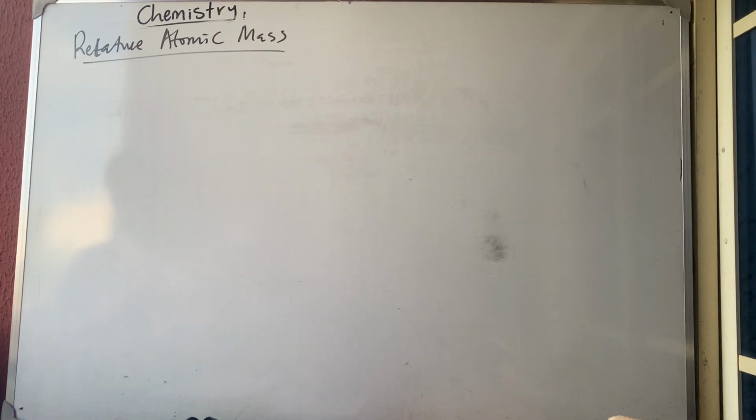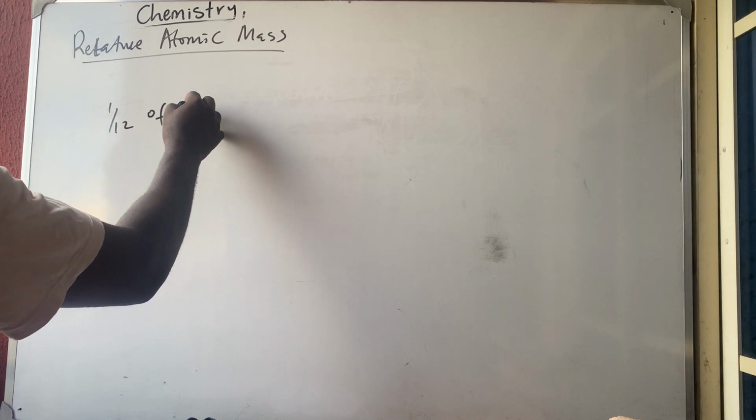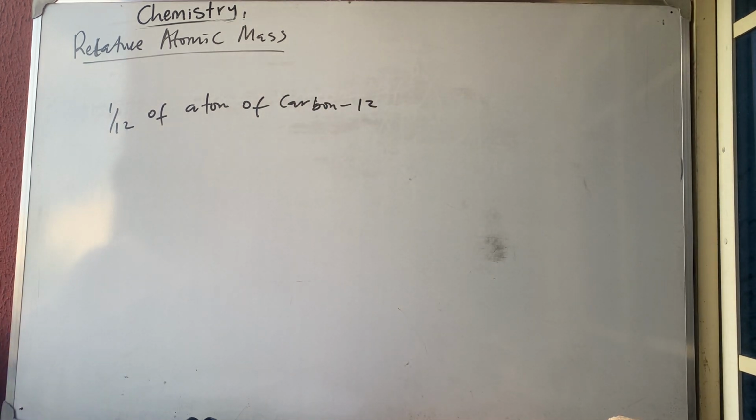Relative atomic mass is the number of times an atom of an element is heavier than 1 over 12 of an atom of carbon 12. Write that down. Okay, so please write that down. So an example, if the relative atomic mass of sodium is 23, write that down. If the relative atomic mass of sodium is 23, it means that sodium is 23 times heavier than 1 over 12 of an atom of carbon 12.